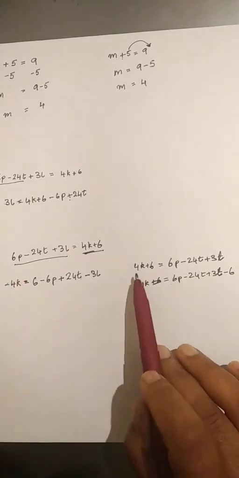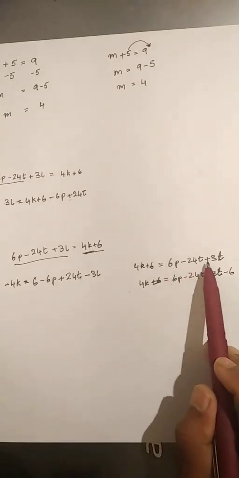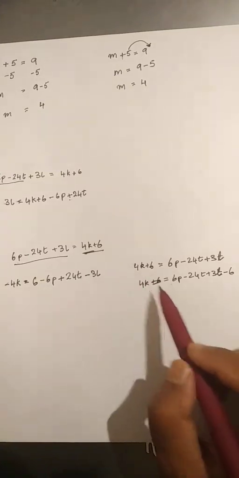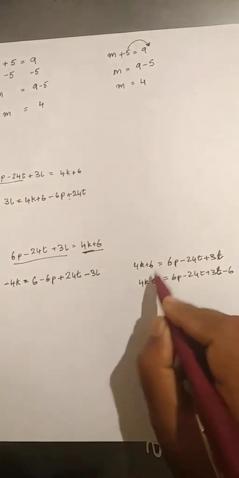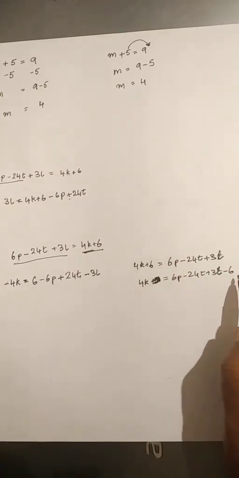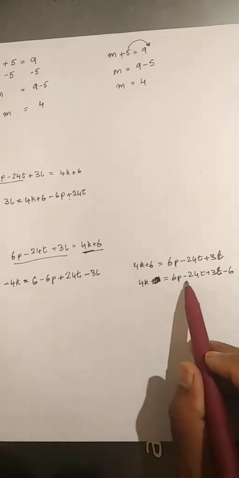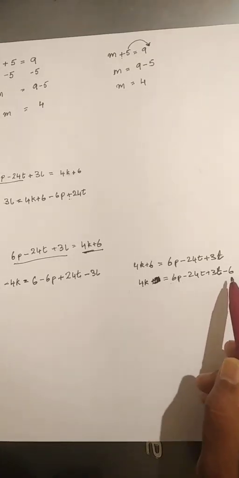So I said 4k plus 6 equals 6p minus 24t plus 3l. Now if I want only the k term on the left hand side, it's quite simple. I just move the positive 6 onto that side, it becomes minus 6, and I get my answer: 4k equals 6p minus 24t plus 3l minus 6.